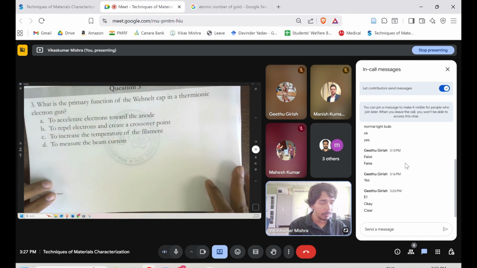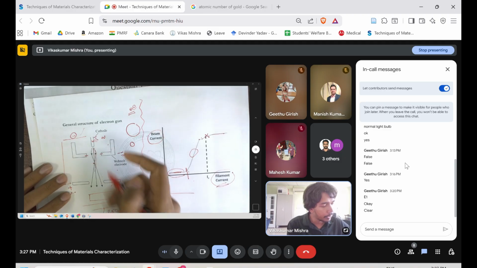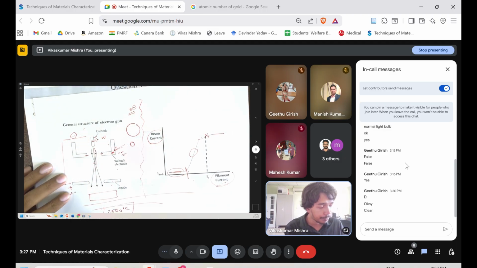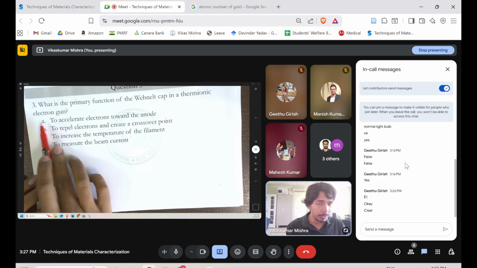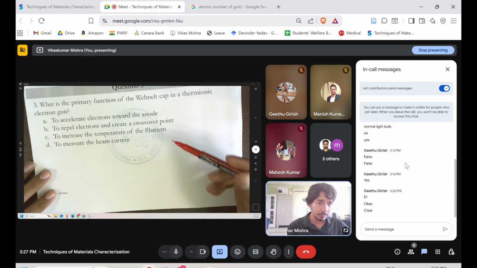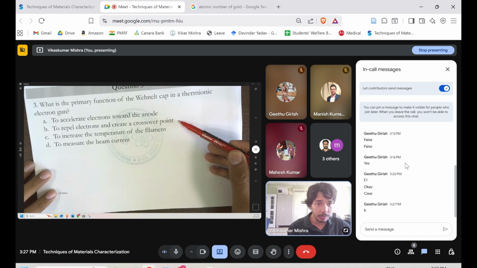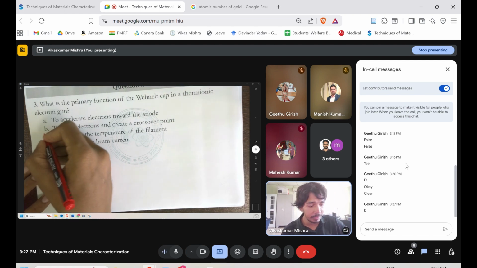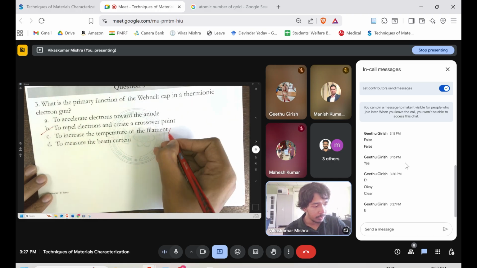So we discussed the function of the Wehnelt cap. What it was. We are talking about this thing, this Wehnelt cap. What is the primary function of the Wehnelt cap in the thermionic emission gun? What do you think? To accelerate the electron toward the anode? To repel the electron and create a crossover point? Very good. So Ritu has answered that. It's option B. To increase the temperature of the filament? No. This is not the function of the Wehnelt cap.